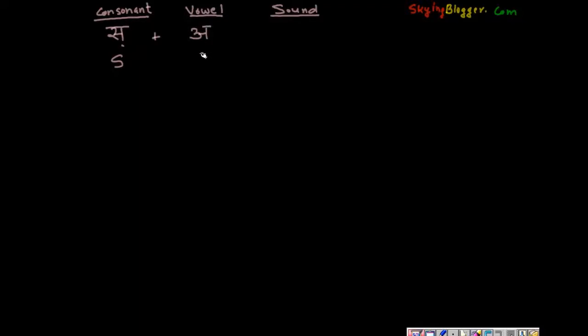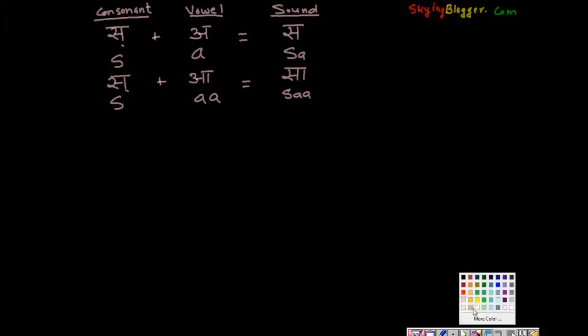So when it mixes with the vowel a, it produces the sound sa plus a, sa, a complete sa, that's s a sa. Sa plus a sa, again sa mixes with the alphabet a and produces the sound sa. Say once again, sa, right, sa plus a, sa.